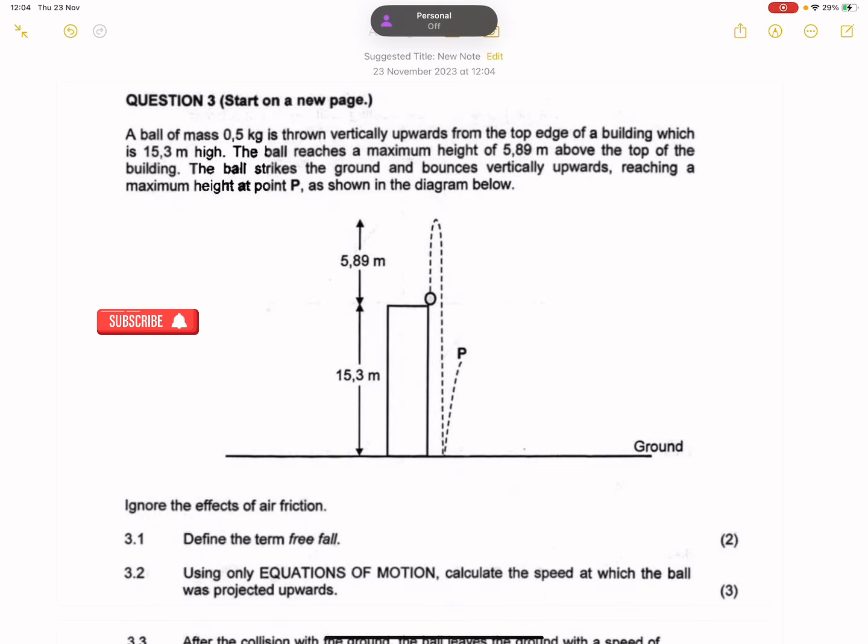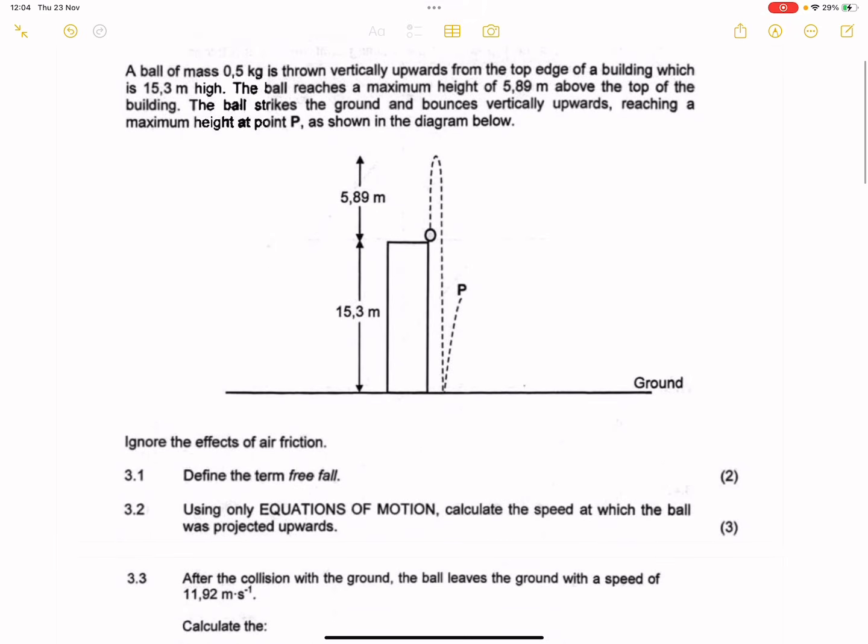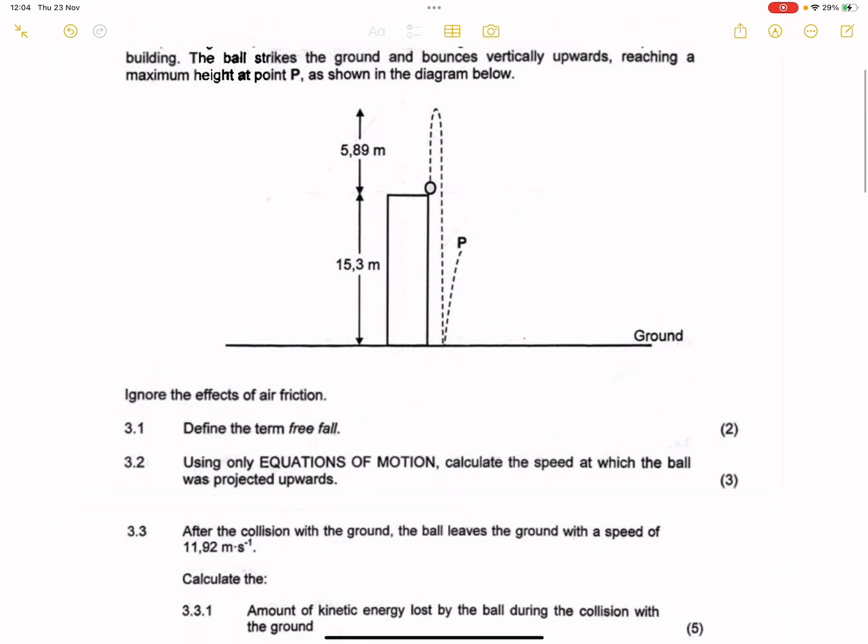Moving on to question 3, let's go. They say to us we've got a ball of mass 0.5 kilograms, which is thrown vertically upwards from the top edge of a building, which is 15.3 meters high. The ball reaches a maximum height of 5.89 above the top of the building. The ball strikes the ground and bounces vertically upwards, reaching a maximum height at point P, as shown in the diagram below. They want us to ignore the effects of air friction.